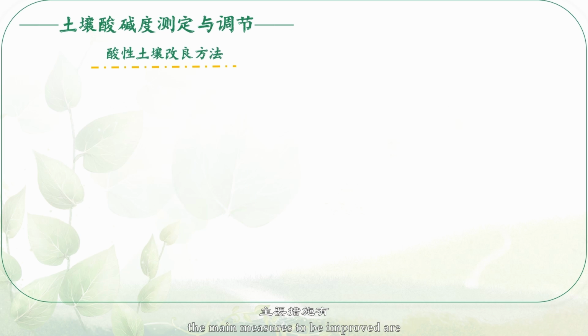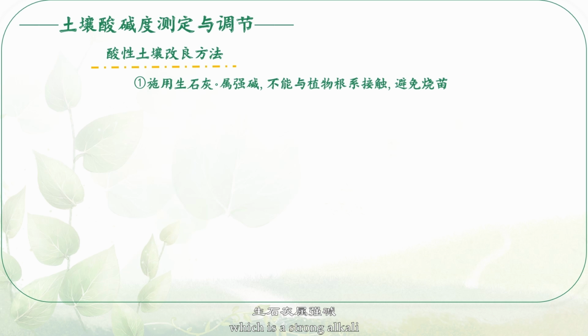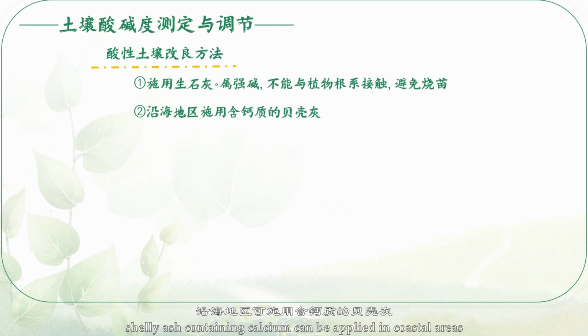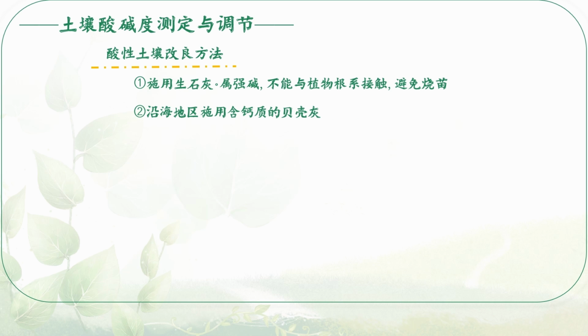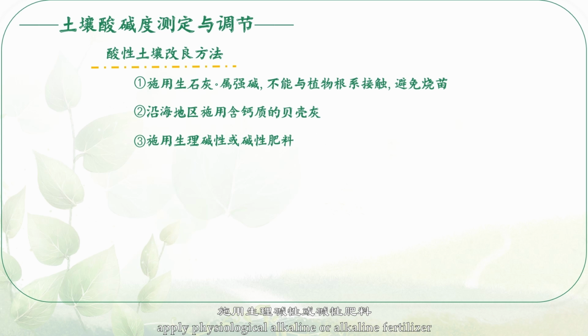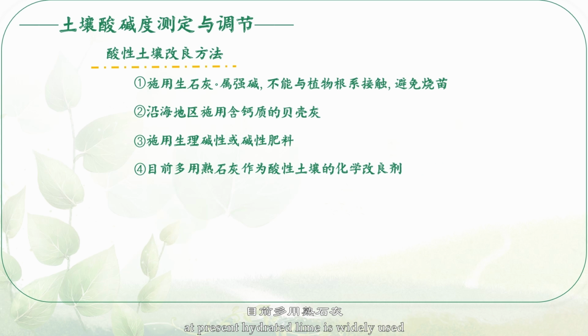The main improvement measures are as follows. 1. Acidic soil. Quicklime can be used to improve it. Quicklime is a strong alkali. It can't contact plant roots, to avoid burning seedlings. Shell ash containing calcium can be applied in coastal areas. Apply physiologically alkaline or alkaline fertilizer. At present, hydrated lime is widely used as a chemical modifier for acidic soil. Note that lime should not be mixed with fertilizer.